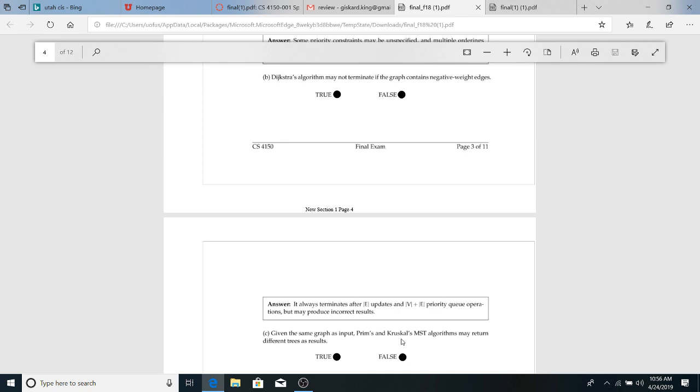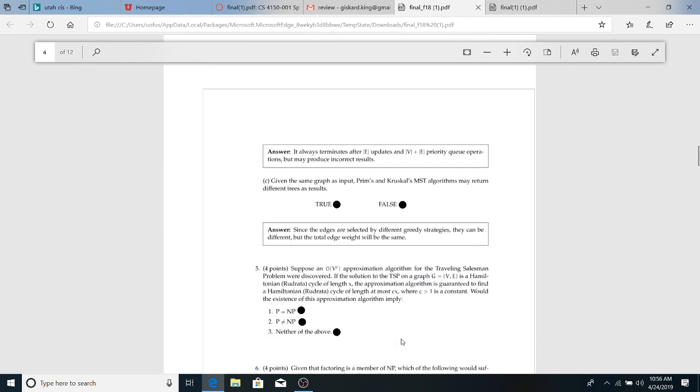Yeah, because you look at every edge and every vertex once. Yeah, both are really fast though.